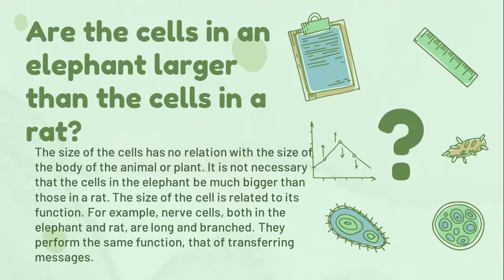We have learned before that nerve cells are used for transferring messages. So here the elephant has nerve cells, and the rat also has nerve cells. These nerve cells, in both the elephant and the rat, are long and branched. So they both perform the same function, which is transferring messages. Even though the elephant is larger than a rat, we have learned that there is no relation between the size of the body of the animal or plant and the size of the cell.